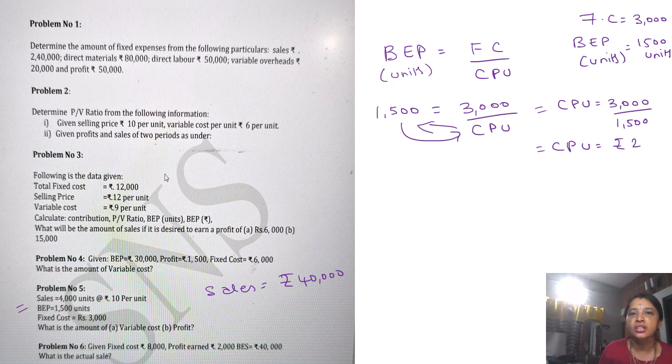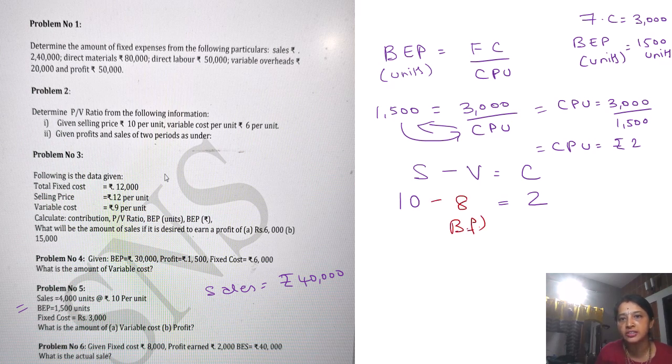2 rupees per unit. Now you know the statement, sales minus variable cost is contribution. They have given in the question selling price per unit is 10, and contribution we found out to be 2. So how much is the variable cost? The balancing figure, which is 8. So 8 is your variable cost per unit. And how much is the profit? Once you find out contribution, you can easily find out the profit using the statement because you know variable cost.